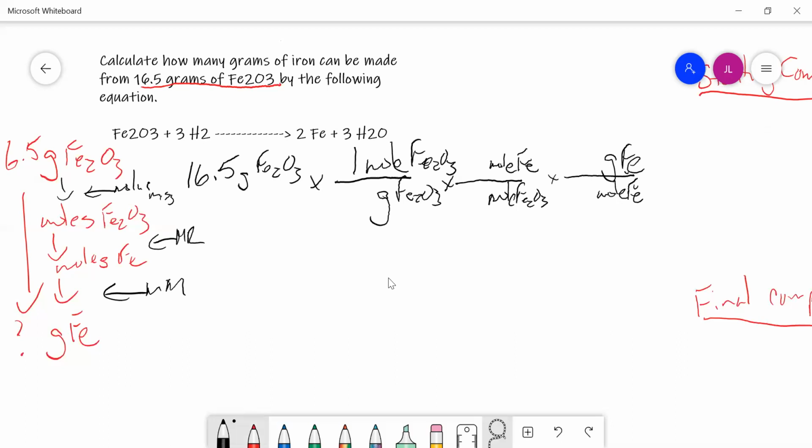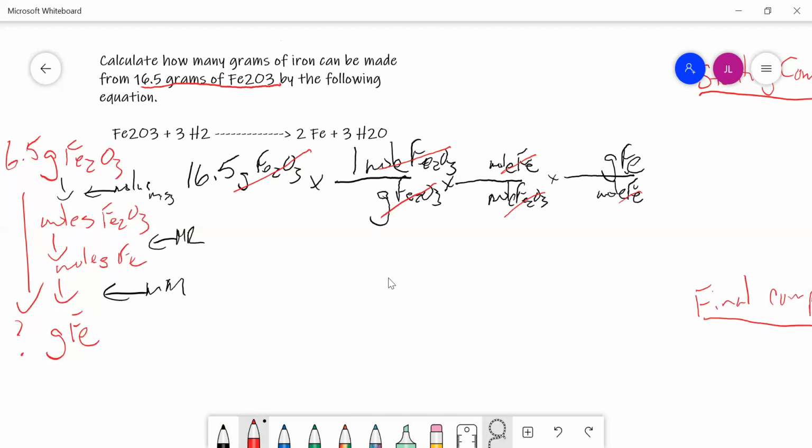So let's do our cancel out. We have grams of Fe2O3 here, grams here, those cancel. Moles of Fe2O3 here, moles of Fe2O3 up here, those cancel. Moles of iron are going to cancel out. So now let's go back in and start putting in our numbers.